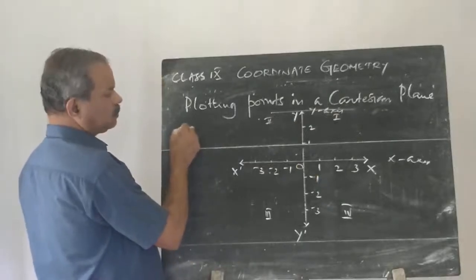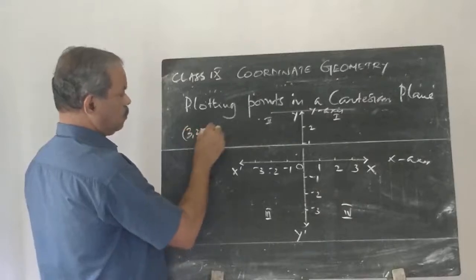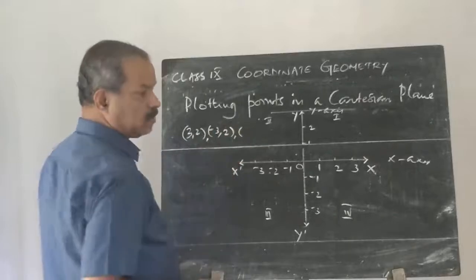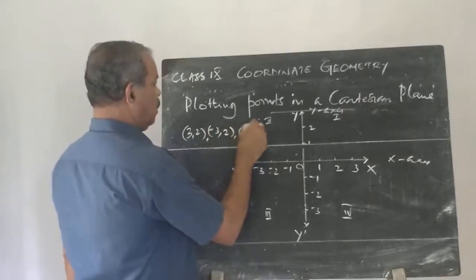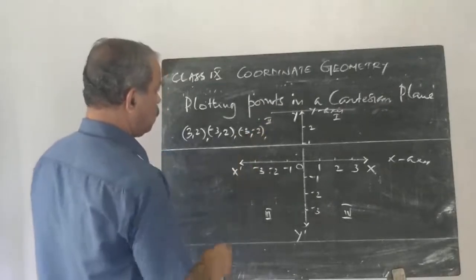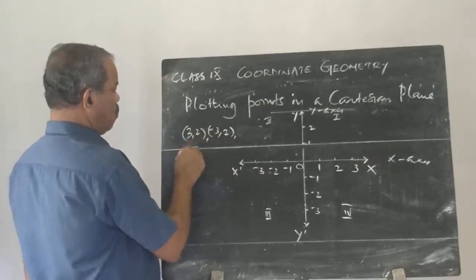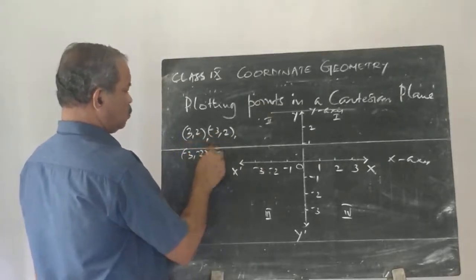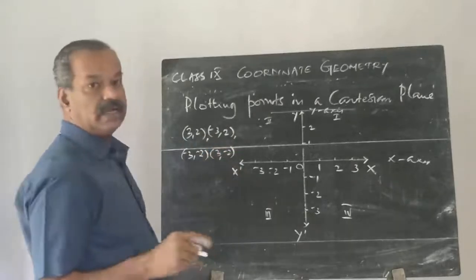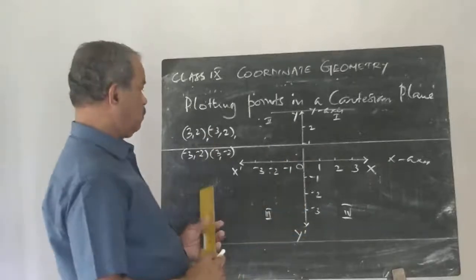Consider the pairs of numbers (3, 2), (minus 3, 2), (minus 3, minus 2), and (3, minus 2). Let us see how these points can be plotted in the plane.